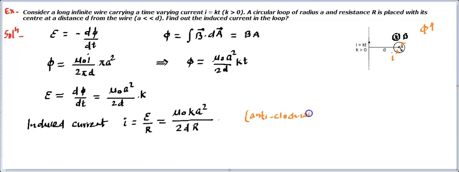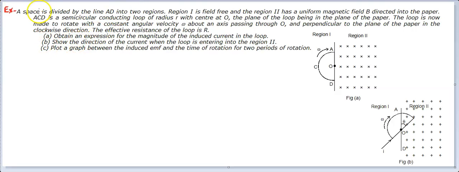So from here you are able to find both magnitude as well as direction in case of induced current. And this is the induced EMF. Understood? Now let's consider another example.